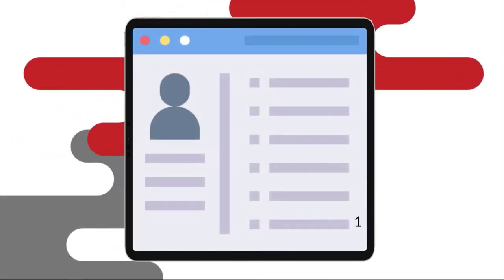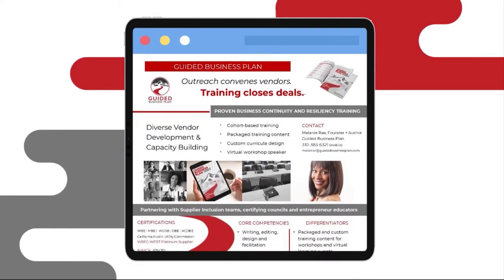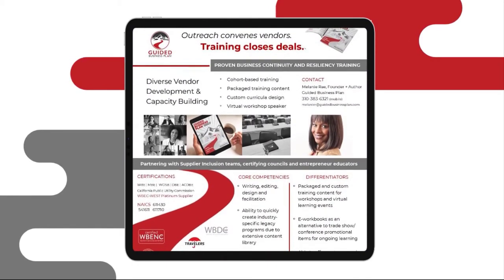A capability statement is a concise, one-page overview of your business. Its purpose is to provide specific information that will convince potential customers to do business with you.